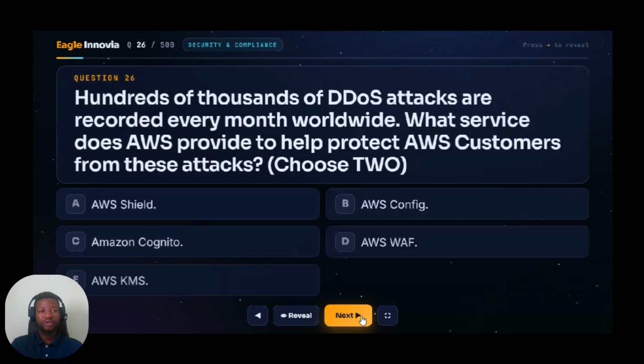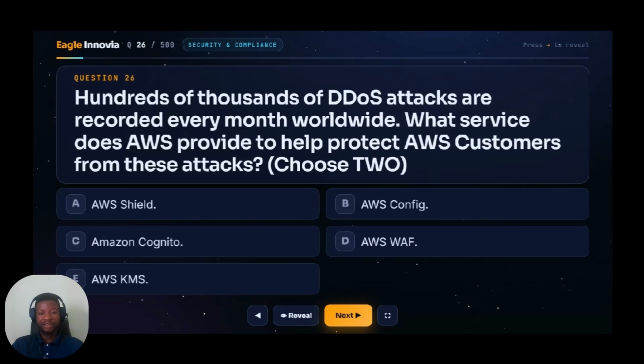Question number 26. Hundreds of thousands of DDoS attacks are recorded every month worldwide. DDoS stands for Distributed Denial of Service. What service does AWS provide to help protect AWS customers from these attacks? A. AWS Shield. B. AWS Config. C. AWS Cognito. D. AWS Web Application Firewall.